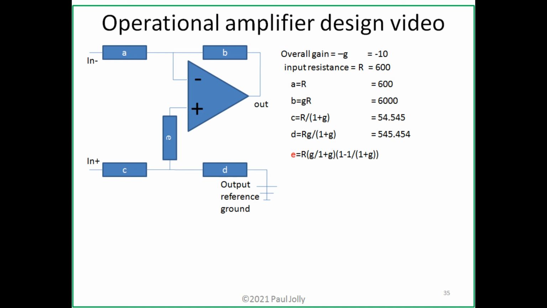Now we need the value of E. Let's do this in stages. We calculate the first part, and then the second. Combining, we see E is 600 times 0.826446. Thus E is 495.87 ohms. So, now we have the full design.